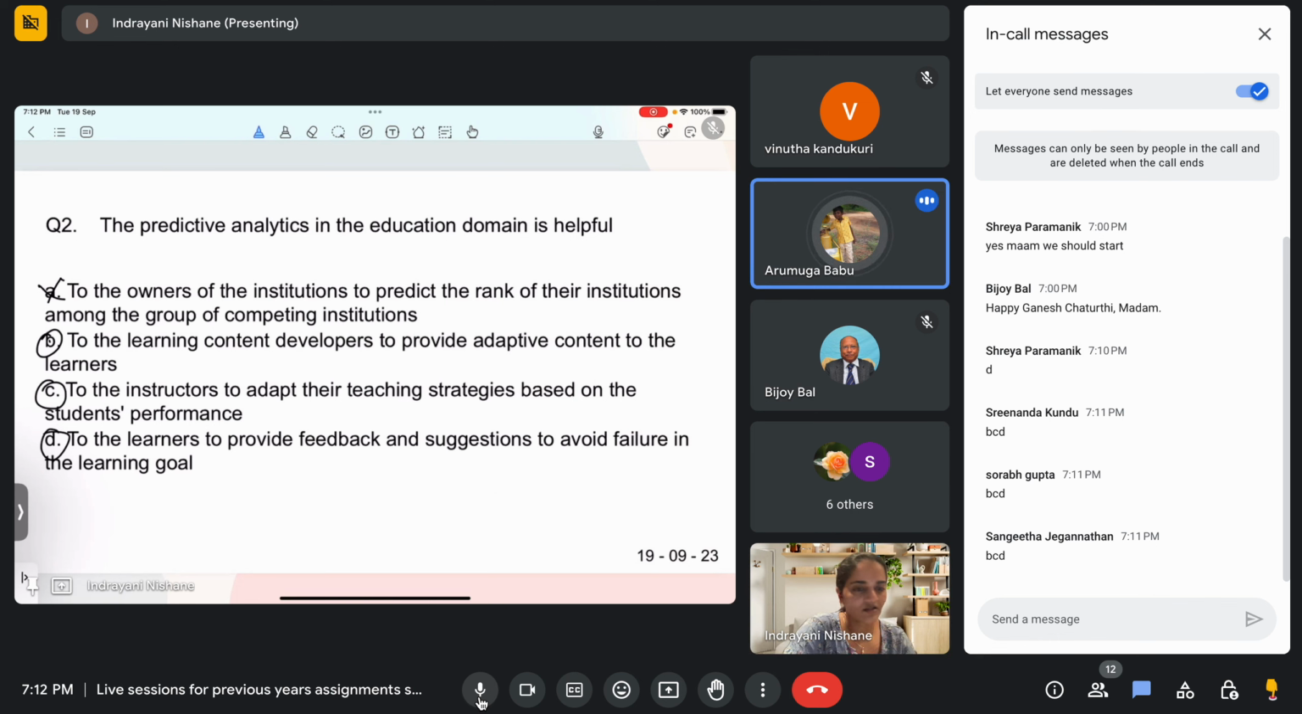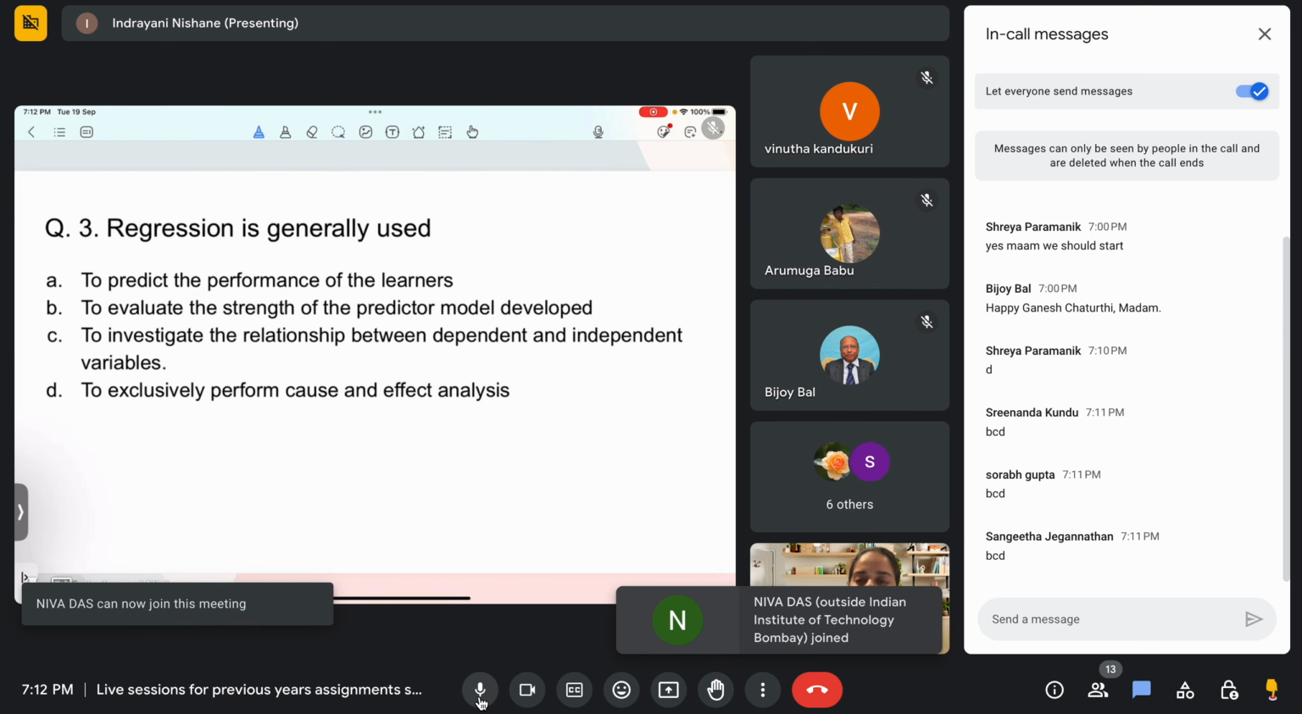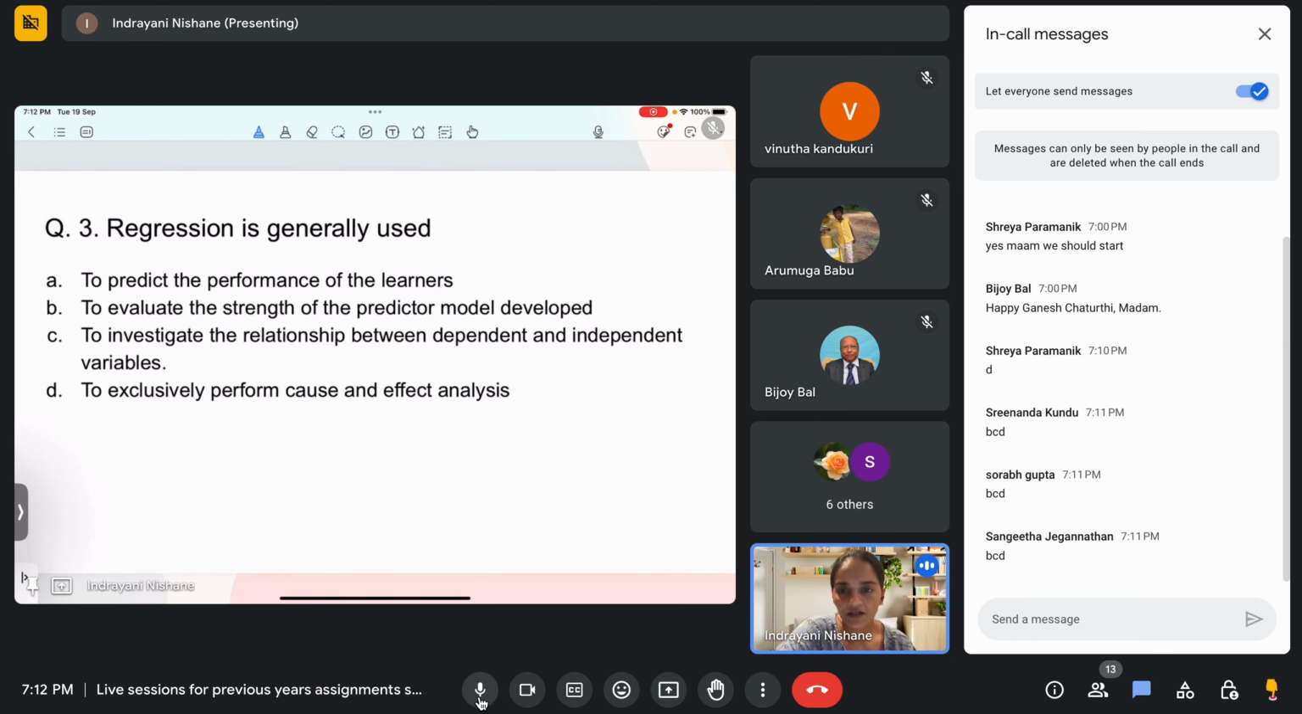So we'll move on to question 3. Question 3 reads, regression is generally used. So we have to tell where all we can use regression. A is to predict performance of learners, B to evaluate the strength of predictor model developed, C to investigate relationship between dependent and independent variable, and D to exclusively perform cause and effect analysis.